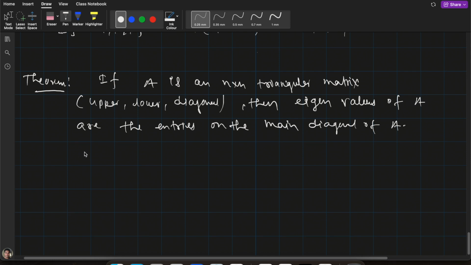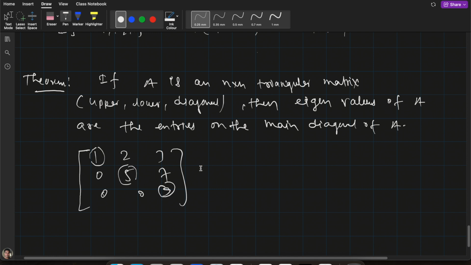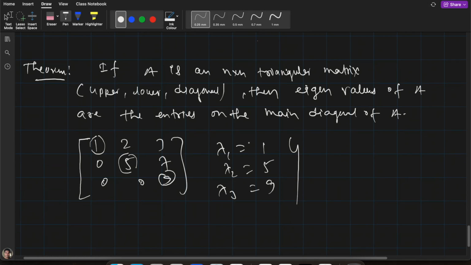What does it mean? Suppose you have an upper triangular matrix, something like this: 1 2 3, 0 5 7, 0 0 9. So it is saying that if you have such a triangular matrix, that is an upper triangular matrix, lower triangular matrix, or diagonal matrix, then the eigenvalues of A are nothing but these diagonal elements, which means that lambda 1 equals 1, lambda 2 equals 5, and lambda 3 equals 9. So you don't have to solve the characteristic equation, you will get the same result. Is there any problem here?